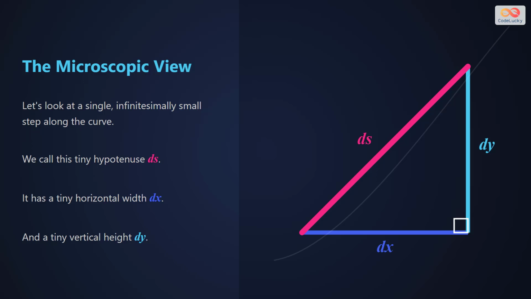Let's look at just one of those tiny segments. We call the length of the segment itself ds. It creates a microscopic right-angled triangle. The horizontal width of this triangle is dx, and the vertical height is dy.